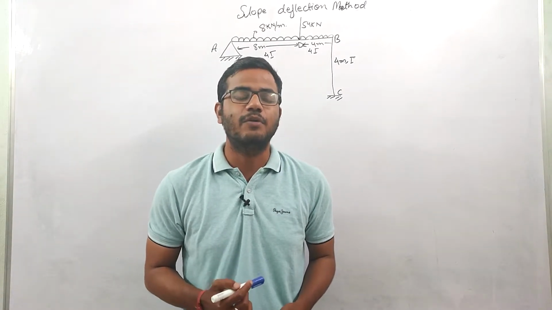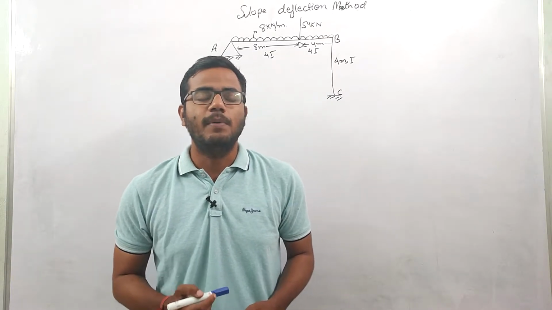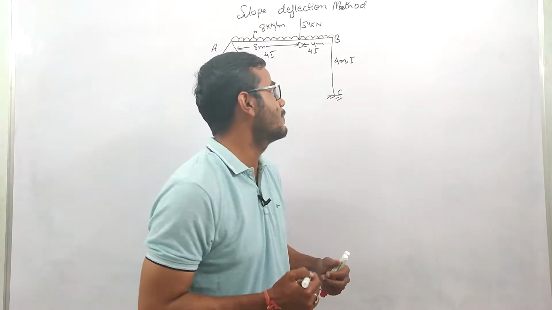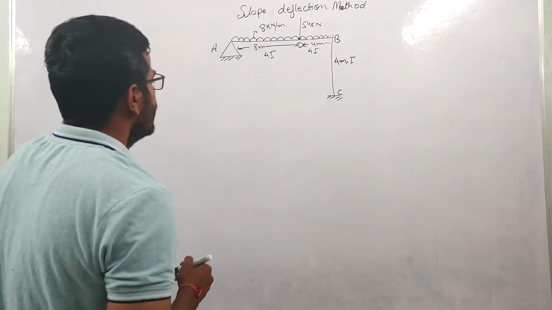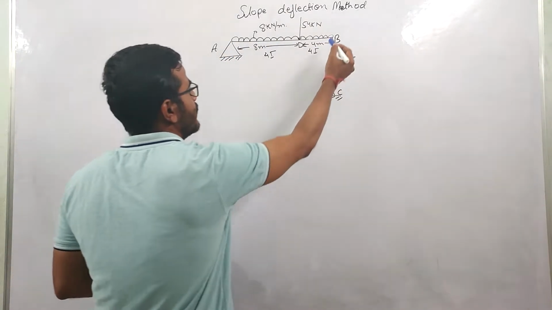In today's lecture, we are going to discuss one problem on slope deflection method. In this problem, we will be dealing with rigid frame structures. As you can see, this is a rigid frame structure, a combination of an AB beam and one column which is BC.